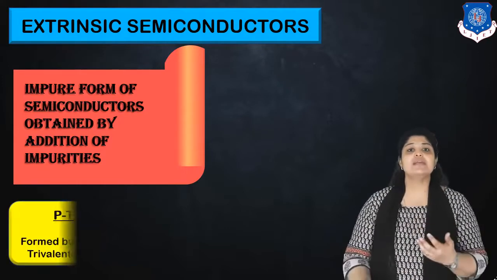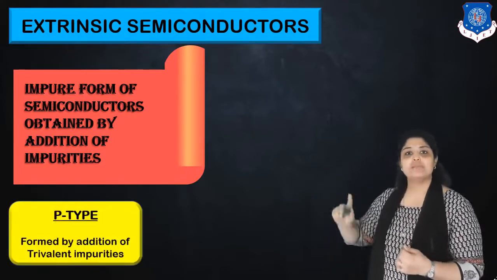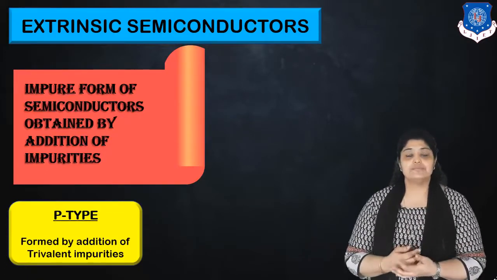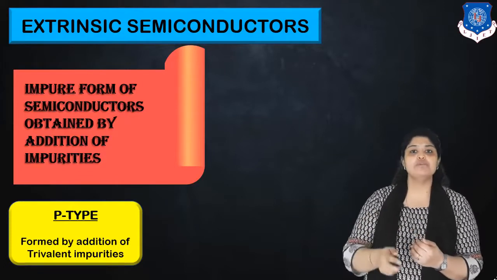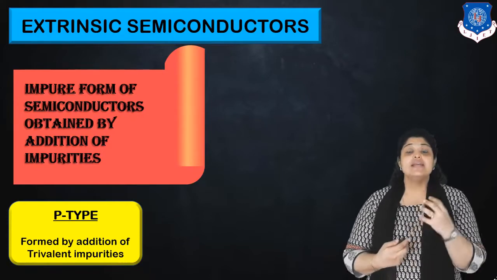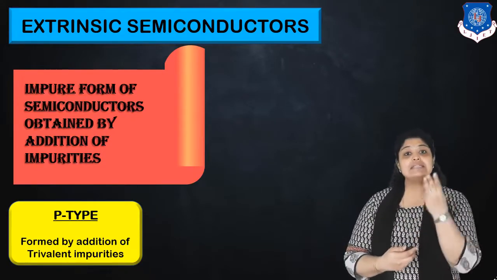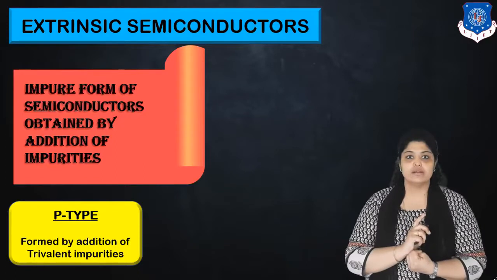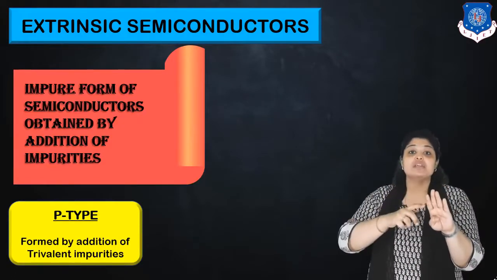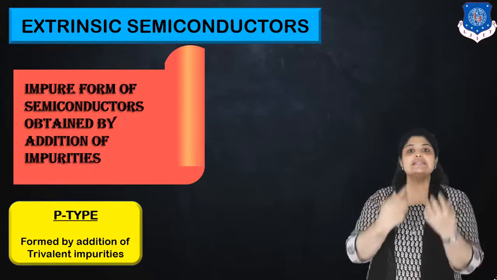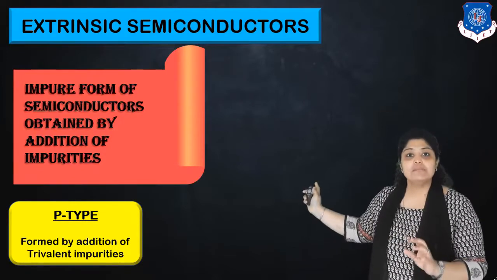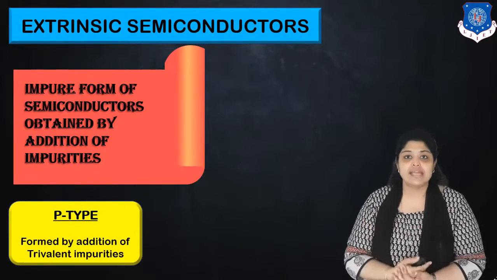Now these extrinsic semiconductors are classified into p-type. What exactly is a p-type semiconductor? It is formed if a trivalent impurity is added. What do you mean by a trivalent impurity? It is a type of impurity which has 3 electrons in the outermost orbit. Silicon already has 4 and this atom which is added will have 3. So now we have a total of 7 in the outermost orbit, but there is one hole. So p-type are the materials which have holes as majority carriers.